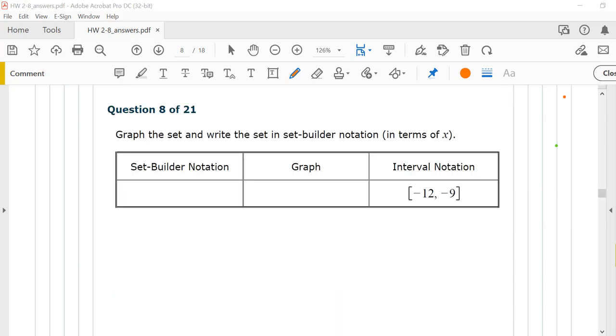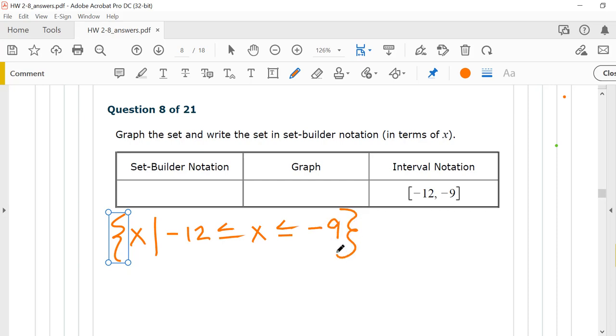Number 8, I want to write it in set builder notation and graph it. Here's my interval notation. The set builder, I want all x's such that negative 12, since it's a bracket, I'm going to use less than or equal to x. Since the negative 9 is a bracket, I'm going to use less than or equal to negative 9.